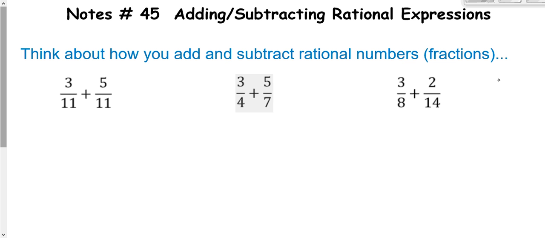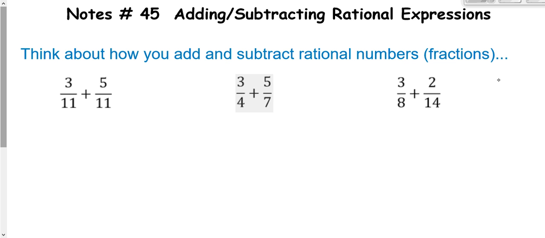And I believe this would be notes number 45, and today we're going to add and subtract rational expressions. So go ahead and get yourself ready for notes. And we are going to do, I believe, 4 examples today after going through this first slide on fractions.